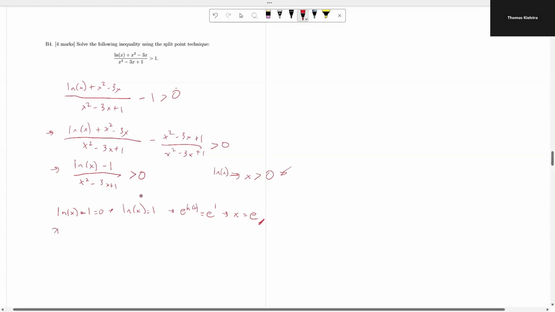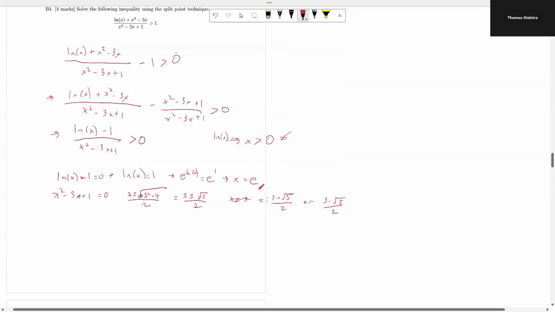And now I have x squared minus 3x plus 1 equals 0. And here, I want to multiply to 1 and add to 3. I'm just going to go straight to the quadratic formula. 3 plus or minus the root of 3 squared minus 4 over 2 equals 3 plus or minus √5 all over 2. So x equals 3 plus root 5 over 2 or 3 minus root 5 over 2.